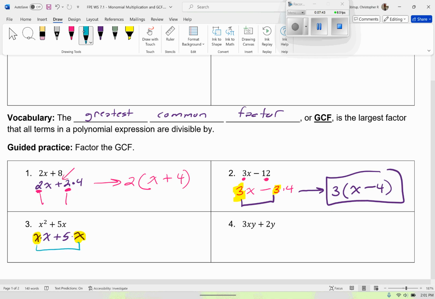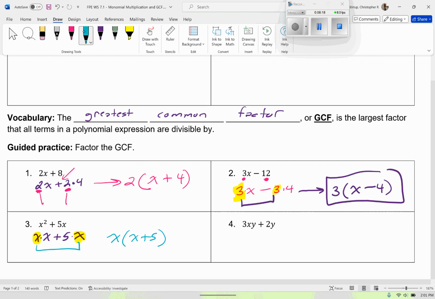So I have this x that's in common, and then I have what goes in the parentheses now? X plus 5. All right, so again, if you think that you might have done it correctly, that's awesome. But just do a visual. Is x times x, x squared? I like that. Is x times positive 5, 5x? And if you can say yes to both of those, then you have factored it correctly. So you're undoing, you're breaking things apart.